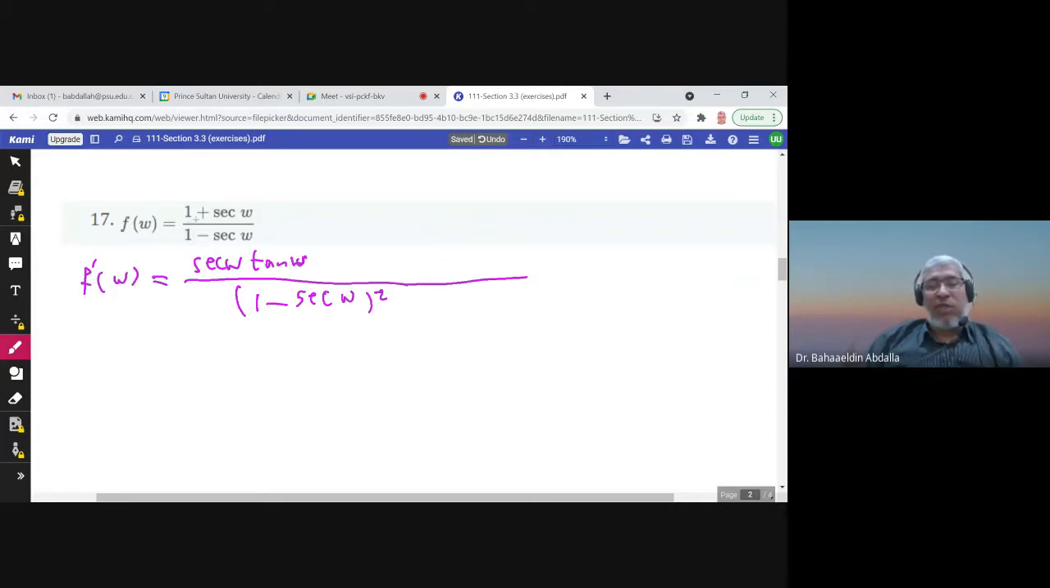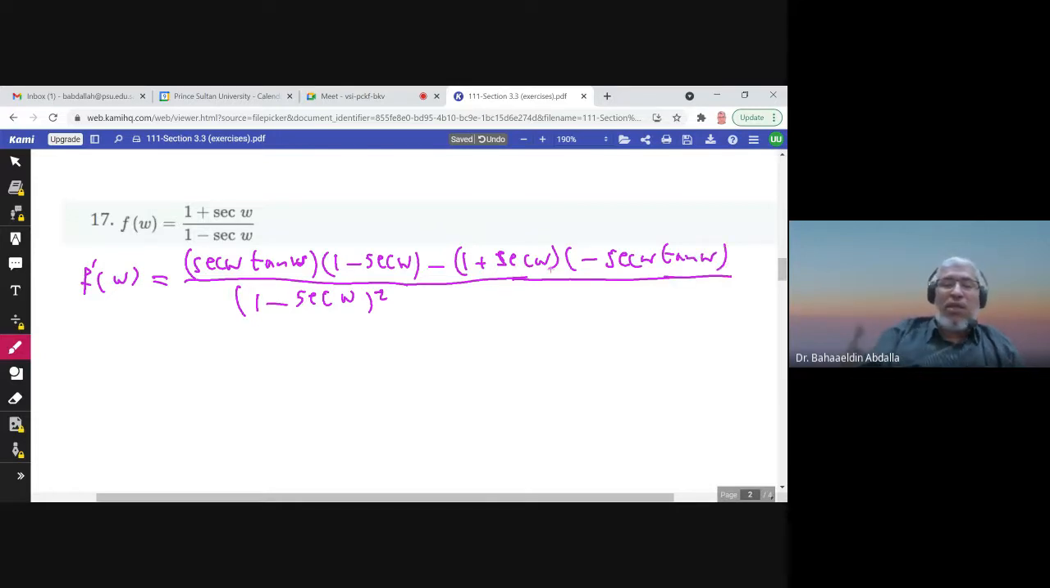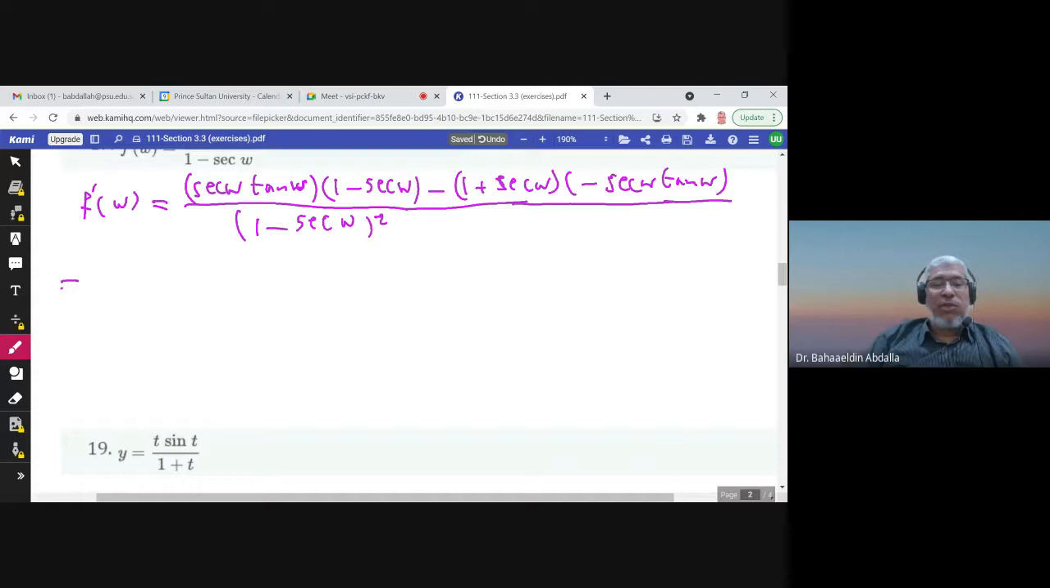So this is the derivative of the numerator times the denominator minus the numerator times the derivative of the denominator. And the derivative of the denominator is: derivative of 1 is 0, derivative of negative secant is negative secant tan. So let us try to simplify.